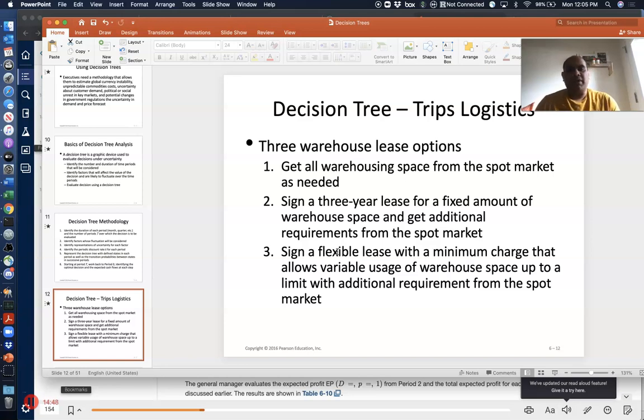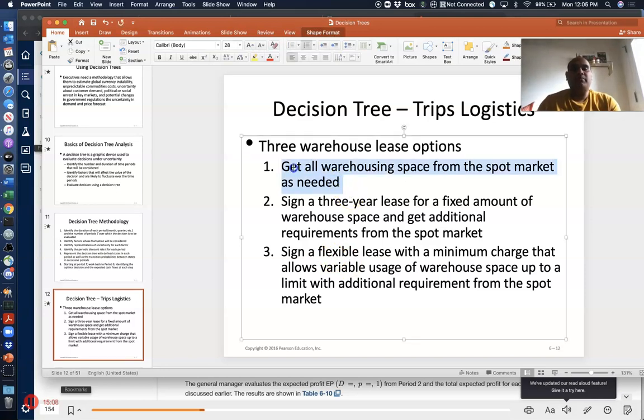You need to know what the demand is, you need to know what the spot market price is, and then calculate profit. The calculation itself is pretty straightforward. The thing where you might get tripped up is figuring out what all the possibilities are. That is the crucial piece here, and you will see that. So these are the three options that we're considering. The first one is we get all the warehousing space from the spot market as needed. It's a similar idea as what we had before.